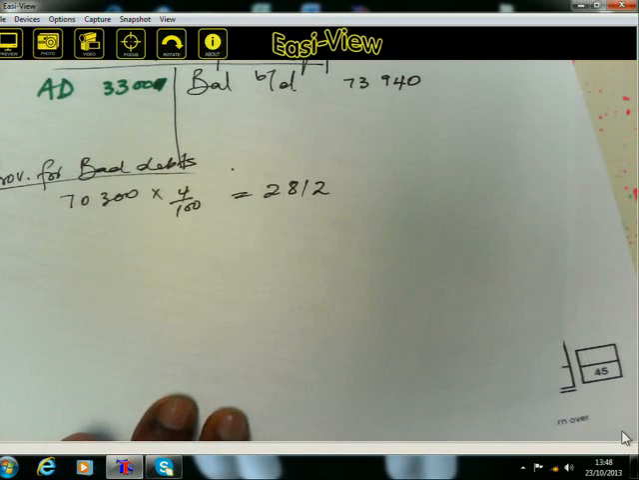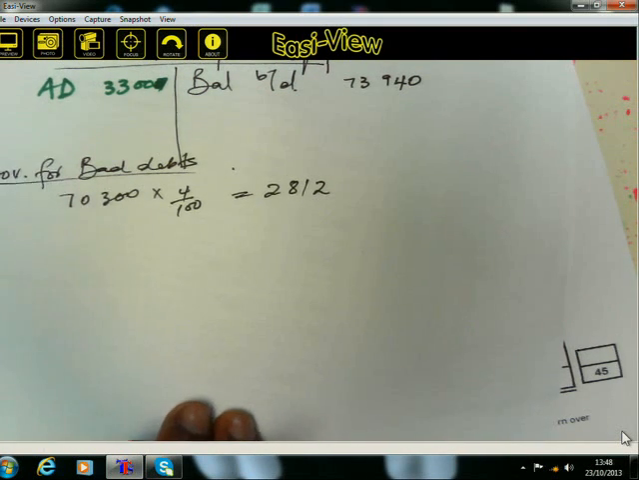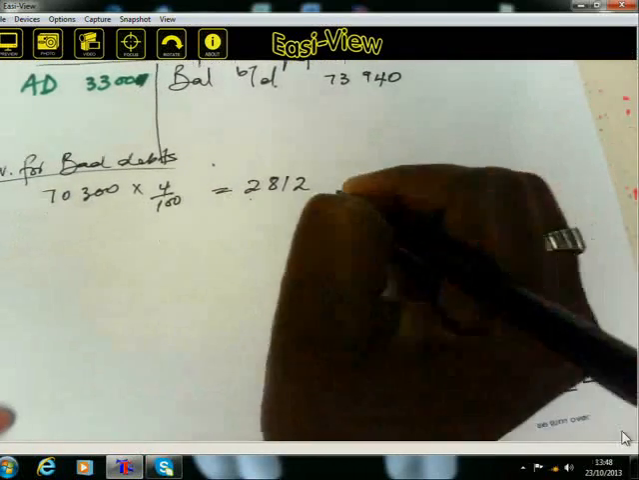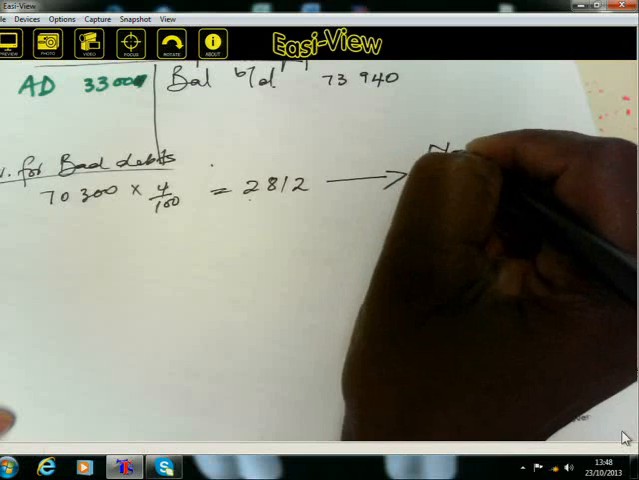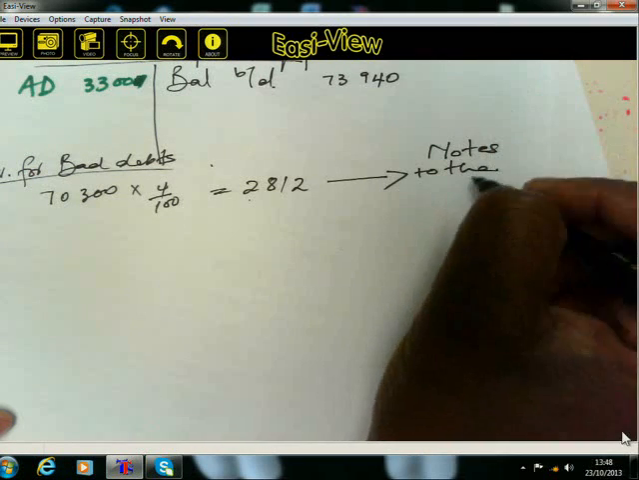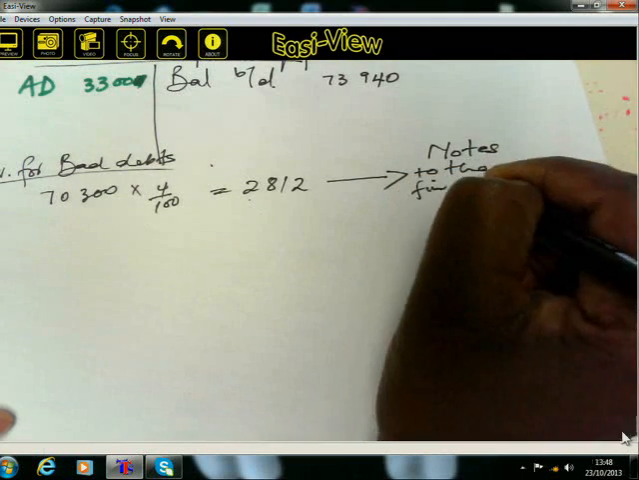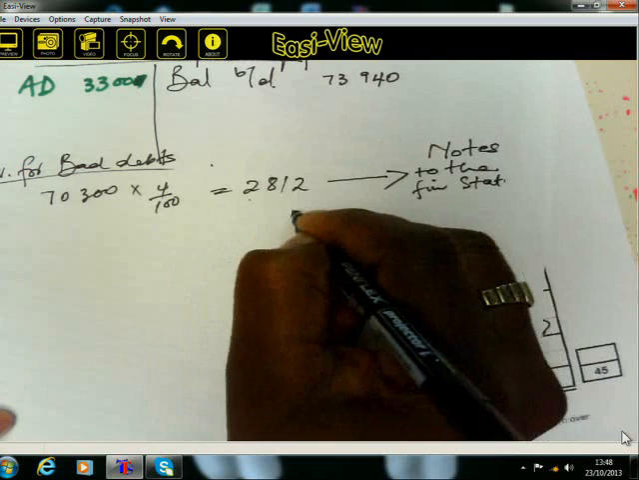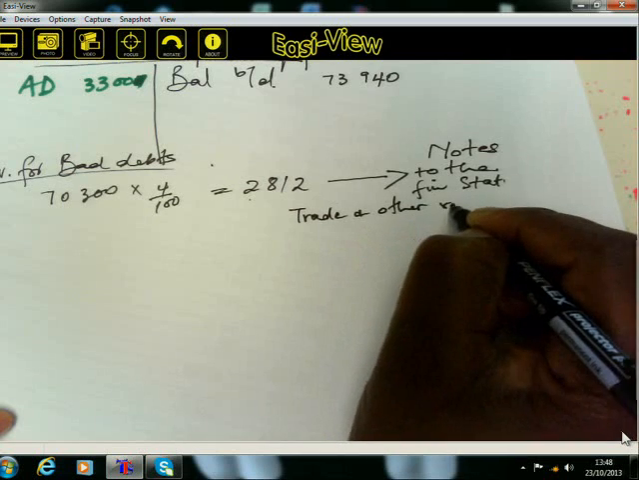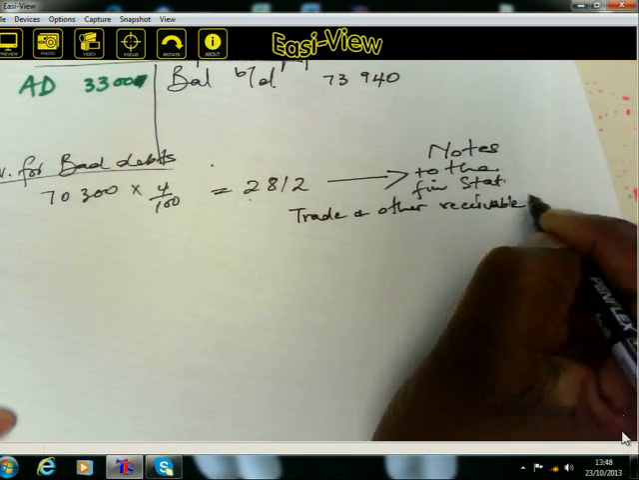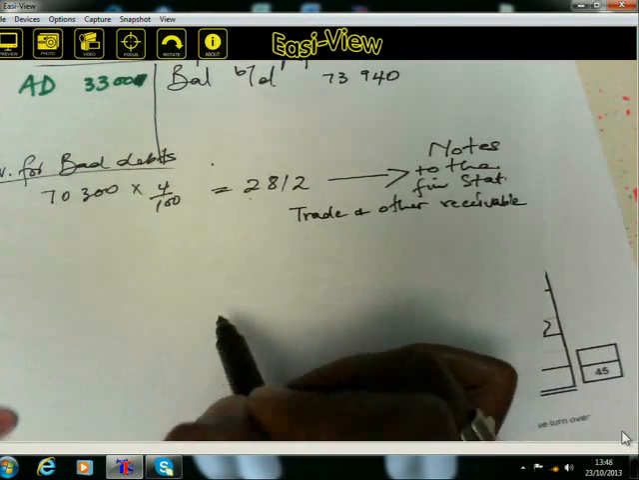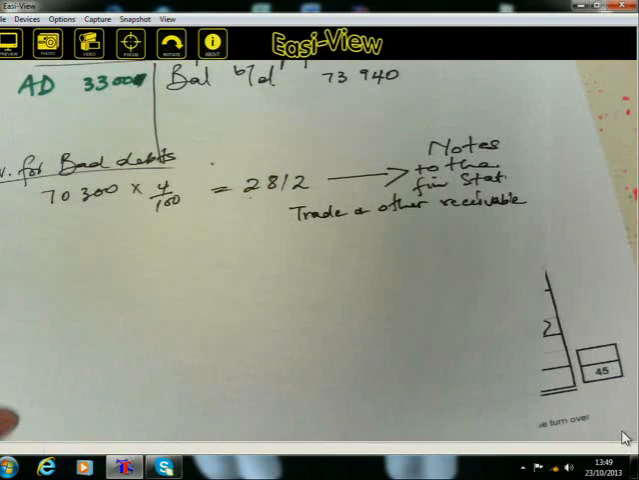Provision for bad debts, we get it as 2,812. Now we have got 2,812. This amount will be taken to the note, to the financial statements. And to which note? That will be to the trade and other receivables. This note will be taken to the trade and other receivables. We are not going to use this amount in the income statement.